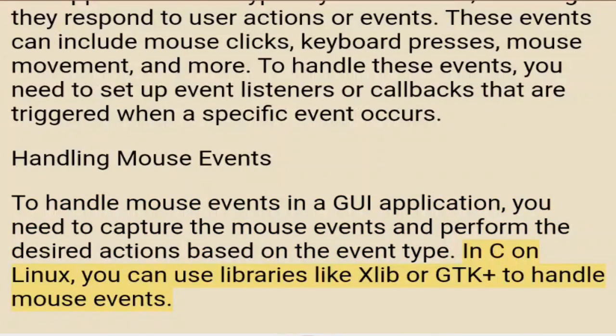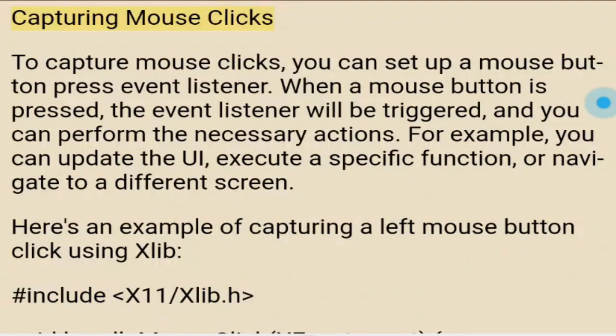In C on Linux, you can use libraries like Xlib or GTK+ to handle mouse events. Capturing mouse clicks. To capture mouse clicks, you can set up a mouse button press event listener. When a mouse button is pressed, the event listener will be triggered, and you can perform the necessary actions. For example, you can update the UI, execute a specific function, or navigate to a different screen. Here's an example of capturing a left mouse button click using Xlib.